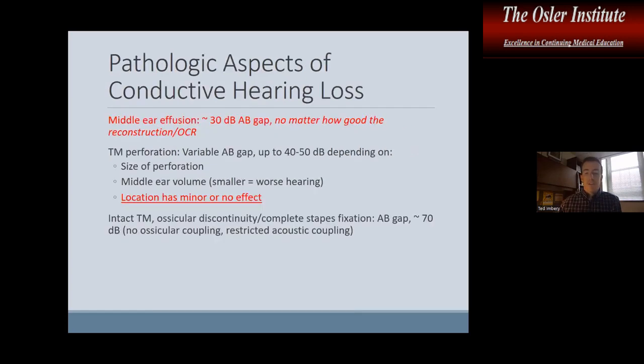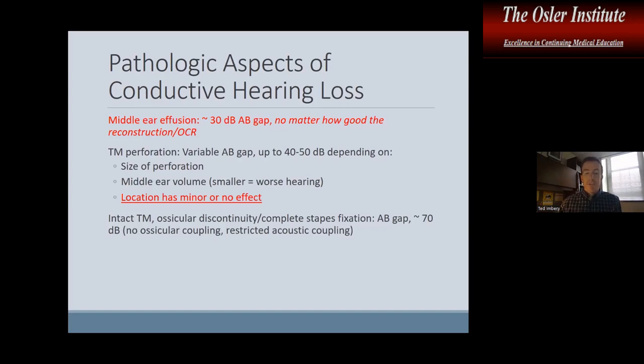So for pathology, when we think about patients that have fluid middle ear effusions, these patients are typically going to have about a 30 decibel air-bone gap. And especially if you're considering a reconstructed ear, ossicular reconstruction, or some other chronic ear surgery, you oftentimes will have fluid, and you can typically recognize it from the audiogram. So no matter how well you do your ossicular reconstruction, the fluid can certainly get in the way.